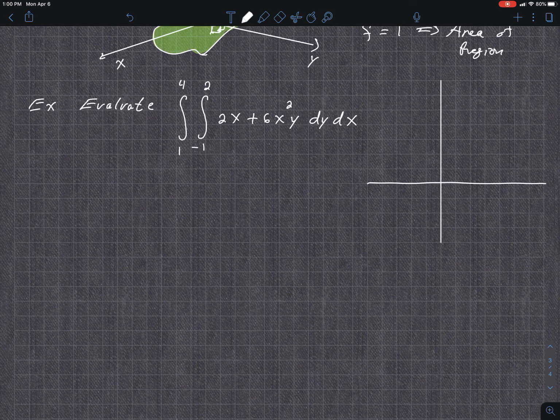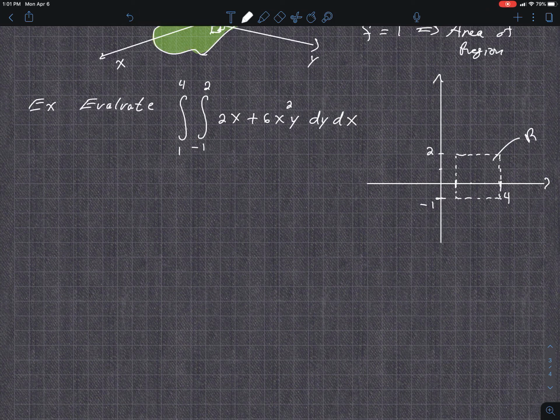So if we draw our region first, I don't really care at this point what the function f of x, y is. It may give us volume, may not, but it's just an integral. So this is saying y is from -1 to 2, and x goes from 1 to 4. So what you get is this region here. This is what you're integrating over.